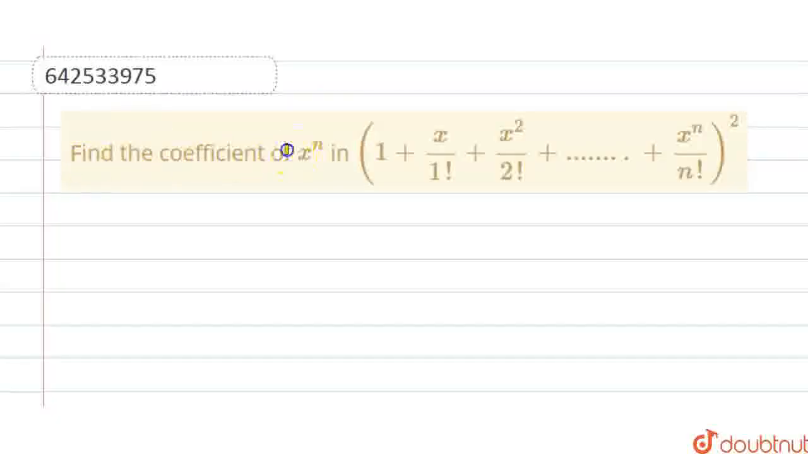In this question, we have to find the coefficient of x raised to power n in the expression 1 plus x by 1 factorial plus x square by 2 factorial and so on up till x raised to power n by n factorial. Right. So, first what we will do, this is the square of the whole expression.